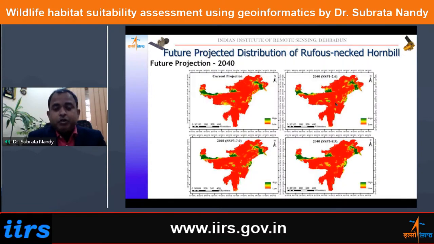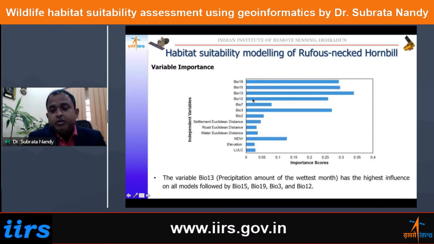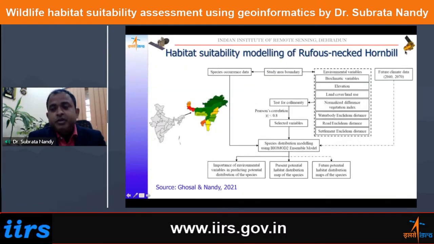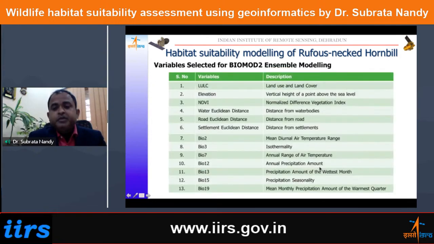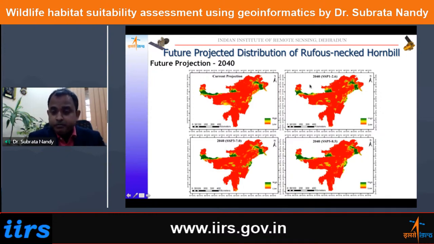Now, as I said, one more component was there, which is the current projection. This is the current projection. If I go back slightly in the methodology, there is one more thing: using future climate data, can you predict the future potential habitat distribution of the Nepal species? So this is the current distribution, and in 2040, in different SSP scenarios, what is the future projected distribution of the species based on the climate data.